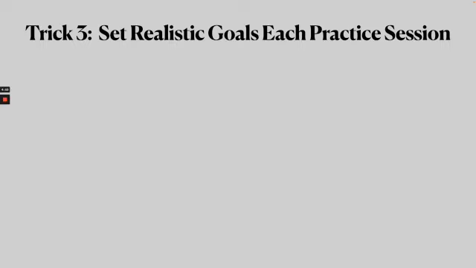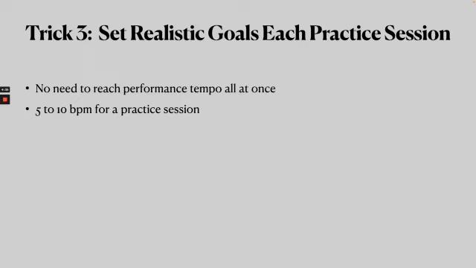Our next trick is to set realistic goals for yourself. As with the previous trick, where you don't have to work on the entire passage at once, you don't have to reach the performance tempo for any part of that passage all at once either. Reasonable goals for each section may only be 5 to 10 beats per minute for a practice session. It may be less, especially as you approach the performance tempo. As much as we might wish otherwise, progress does not occur in a straight line.